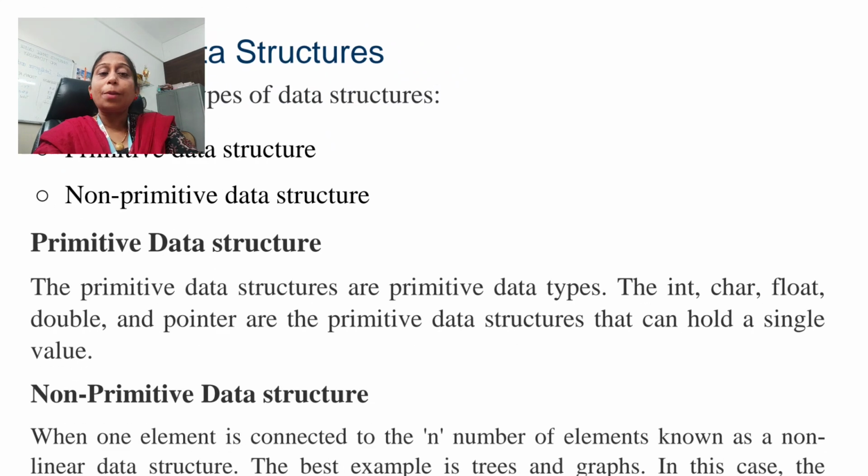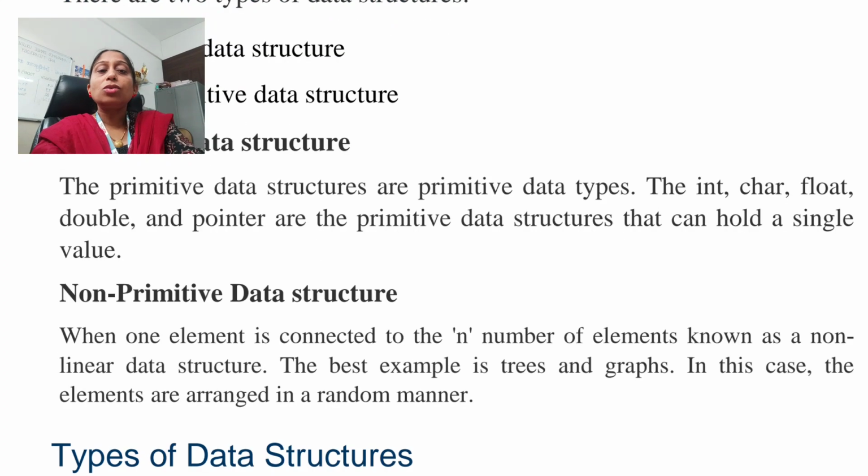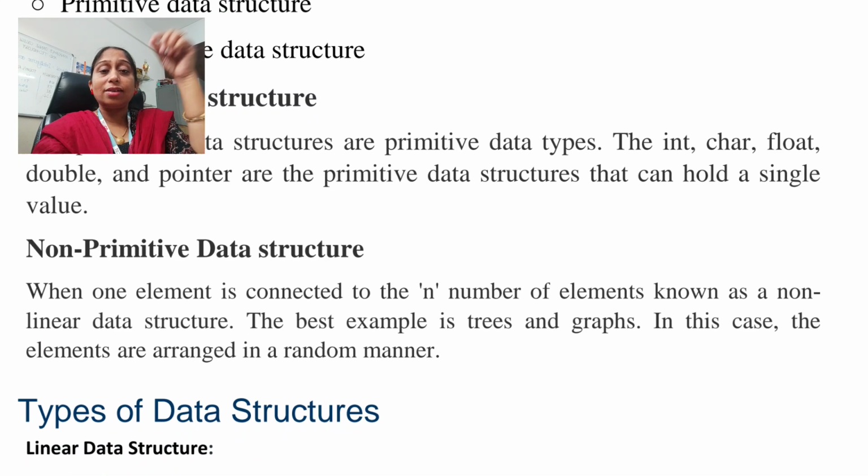Primitive data structures hold primitive data types like integer, character, float, and double. These come under primitive because they hold a single value. A non-primitive data structure is one which holds multiple values. As we saw, an array holds multiple values under one name, so we can call it non-primitive. In non-primitive, array, stack, queue, and linked list come into existence.